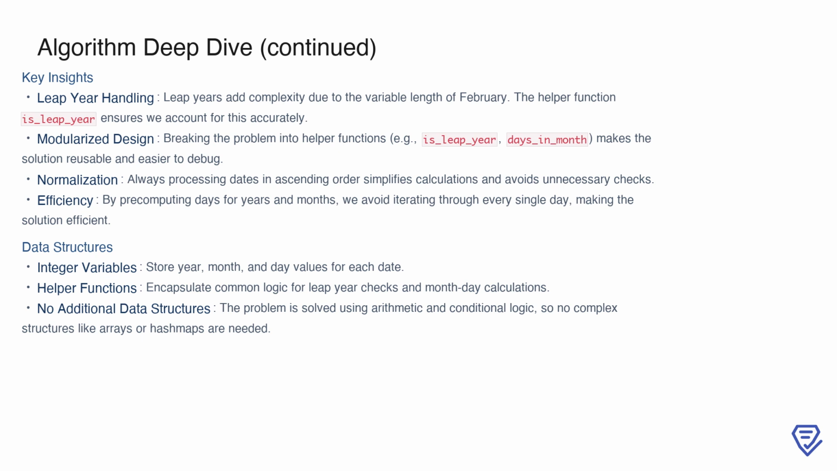In terms of data structures, the solution relies on basic integer variables for year, month, and day components, alongside helper functions for encapsulating logic. No complex data structures, such as arrays or hash maps, are required, as the problem is solved using arithmetic and conditional logic alone.